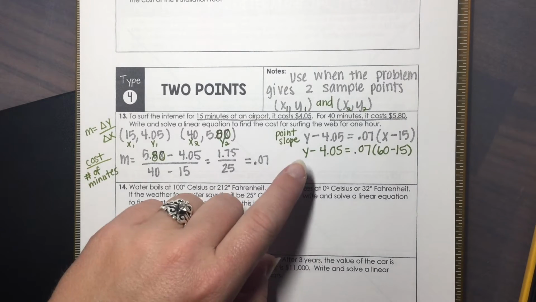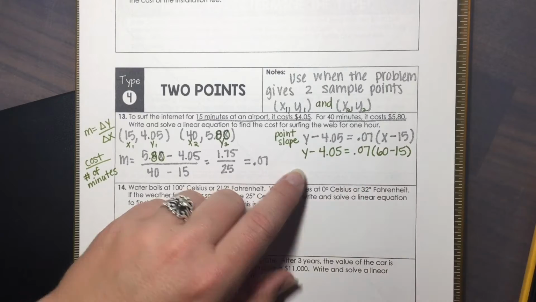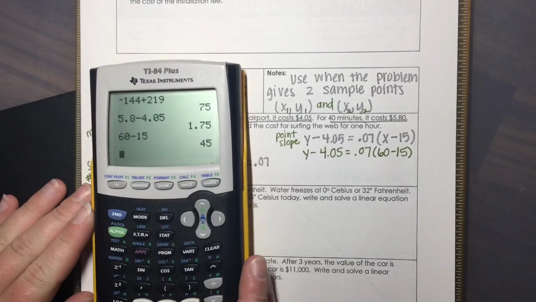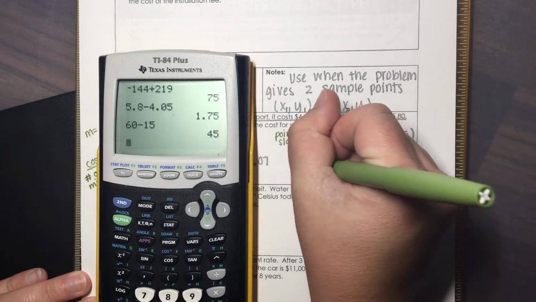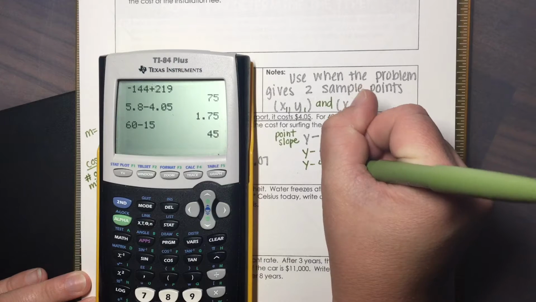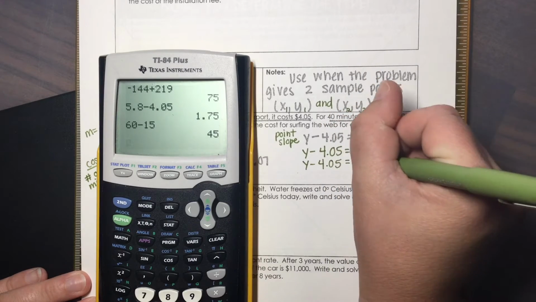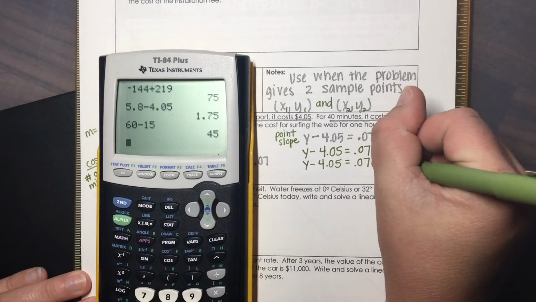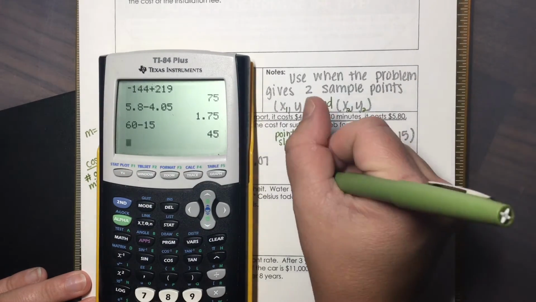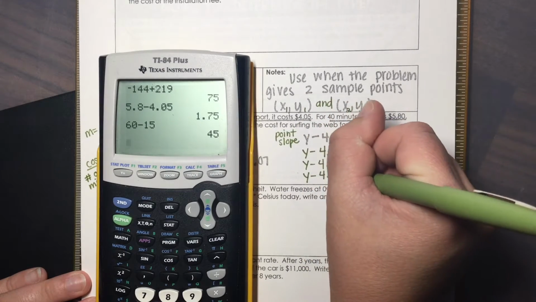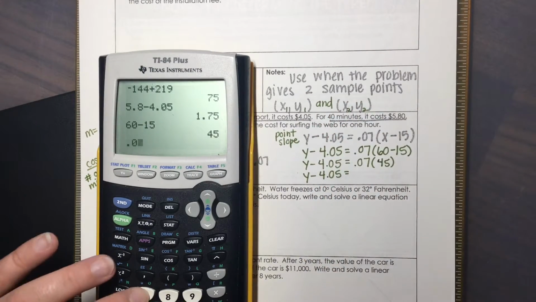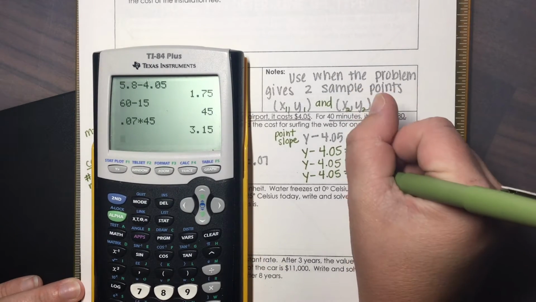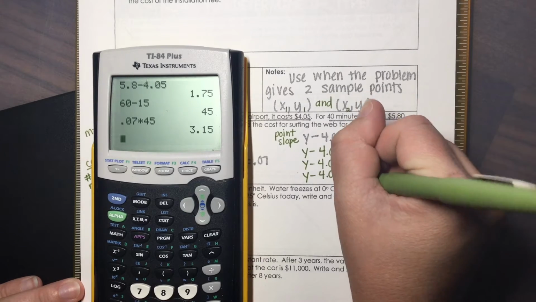All right, so here we go. I have 60 minus 15, which is going to give me 45. Sorry, I meant to show that for you guys. Okay, so I get Y minus $4.05 equals 0.07. In parentheses, I now have 60 minus 15, which was 45. Okay, I've got to keep breaking that down. Y minus 4.05 equals, I have 0.07 times 45, which now gives me 3.15. Now I've got my one-step equation.